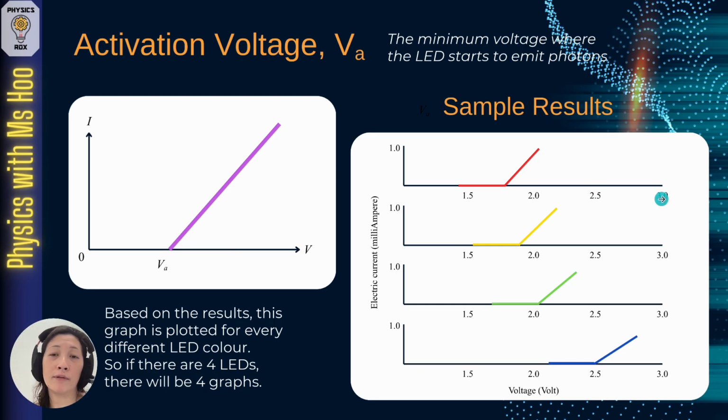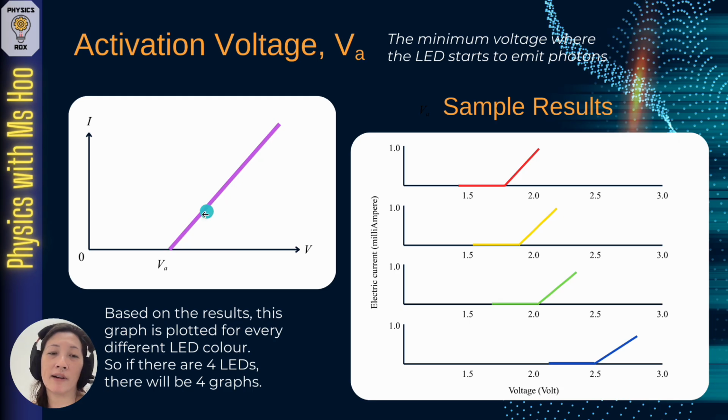So for example, if you do this experiment with 4 LEDs, you will get 4 graphs. As you can see from the results, all the 4 LED colors will have a similar shape as this general graph here, which is basically a straight line starting from an activation voltage. However, obviously they don't have the same value of the activation voltage, because different metals that produce different colors will have different values of the activation voltage.